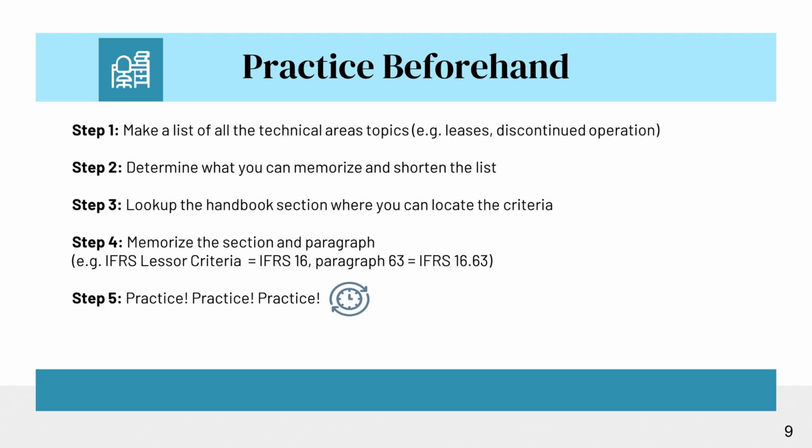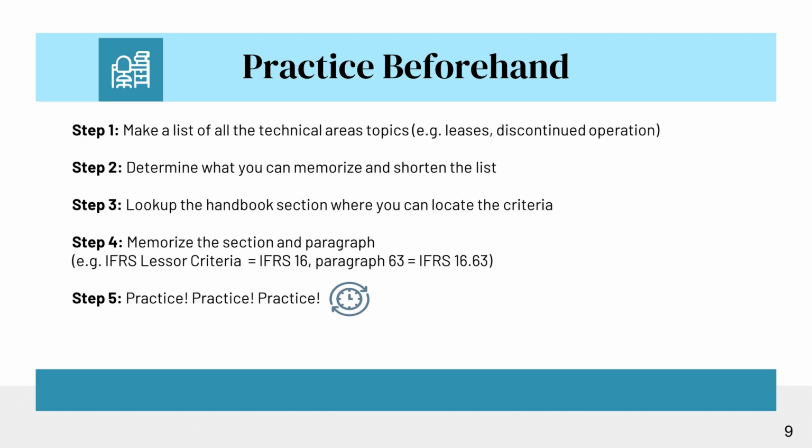So now let's continue with how to apply the fourth strategy of practicing beforehand. So the first step is to make a list of all the technical areas that use criteria. This can be leases, discontinued operations, or contingent losses. The next step is to see how you can shorten that list by determining which ones you can actually memorize versus which ones you are going to rely on the handbook for.